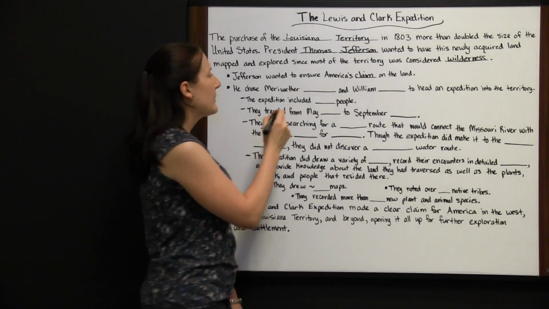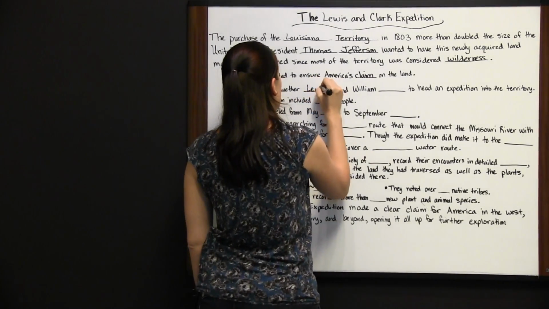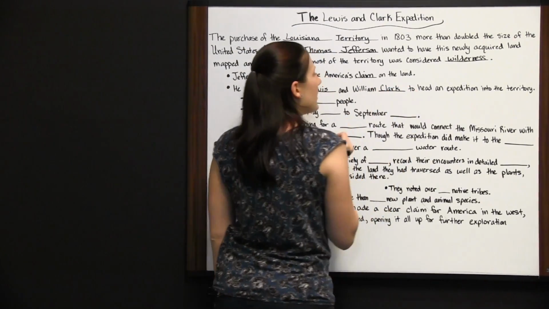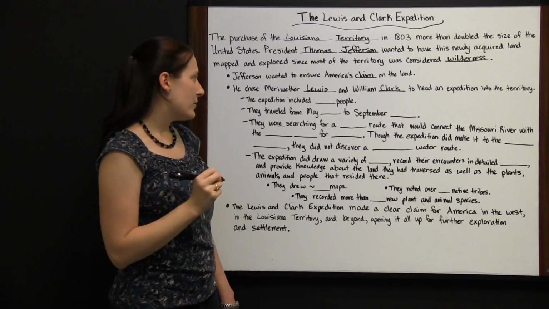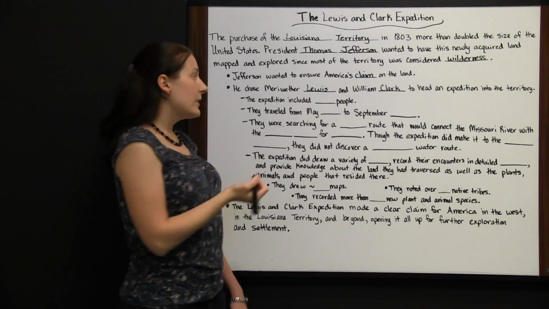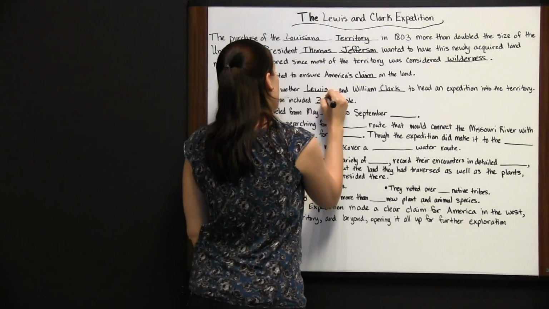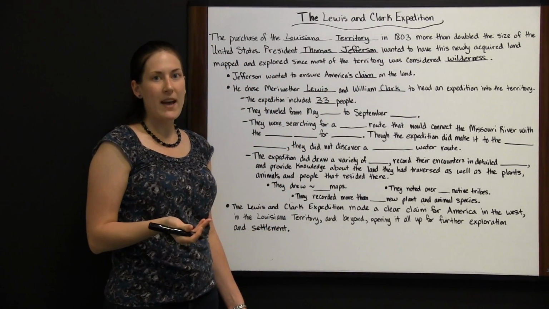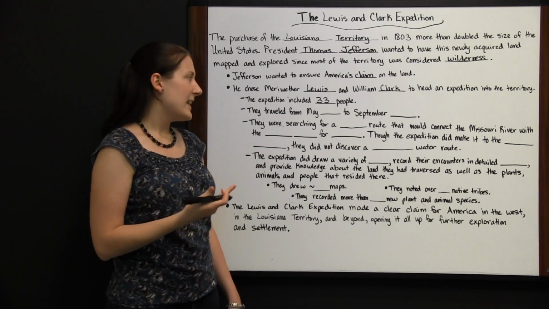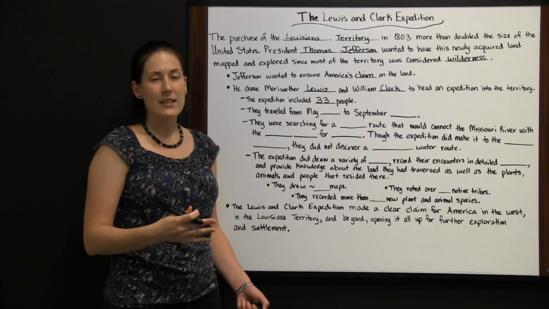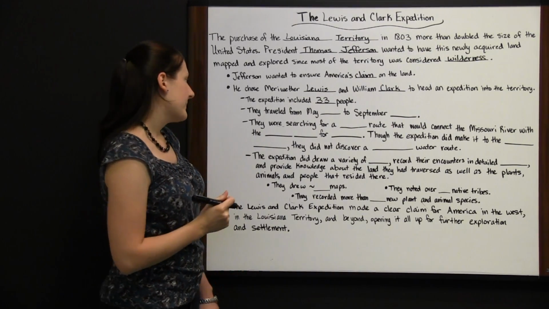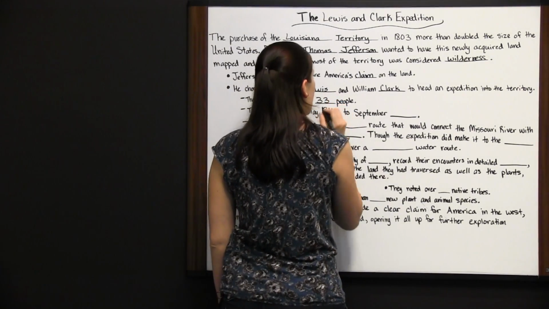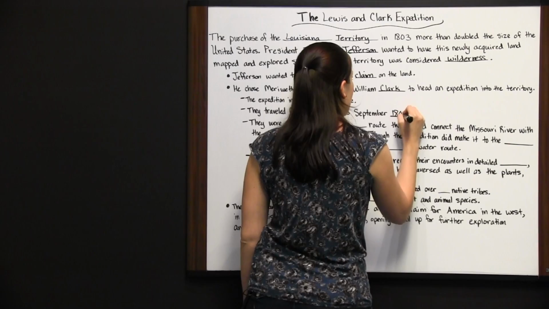He chose Meriwether Lewis and William Clark to head an expedition into the territory. The expedition included 33 people, and all but one of them made it back. The only one who didn't make it back died of appendicitis. He did not die from anything on the expedition. They traveled from May 1804 to September 1806.